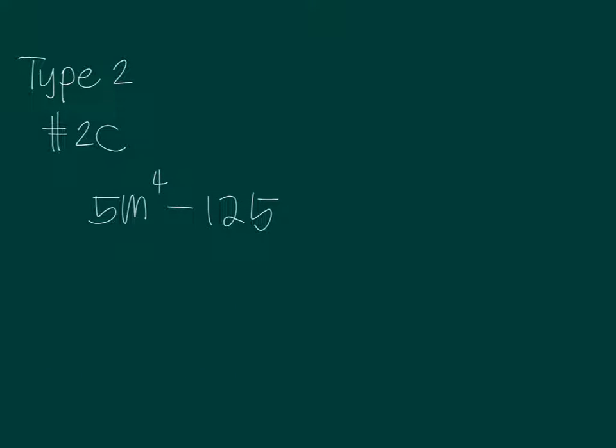Okay, so in this video, I'm going to explain the solution for number 2c. This is still in type 2. 5m to the 4 minus 125. So we have to factor this expression. To factor this expression, again, we look at the highest common factor, and the highest common factor here is 5.